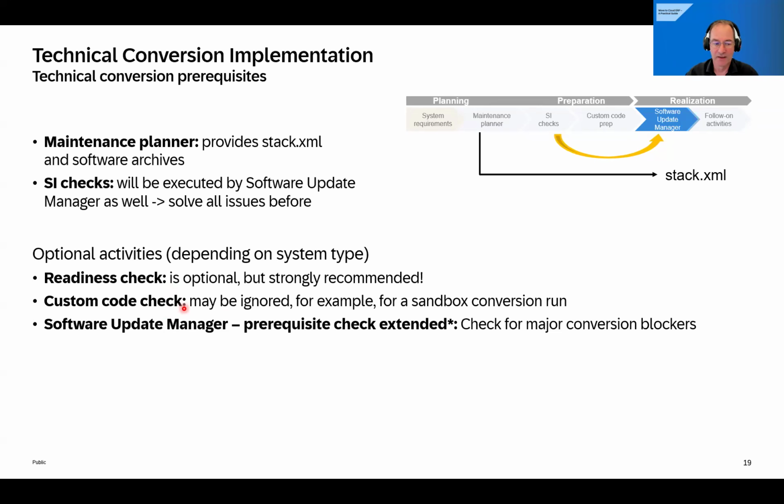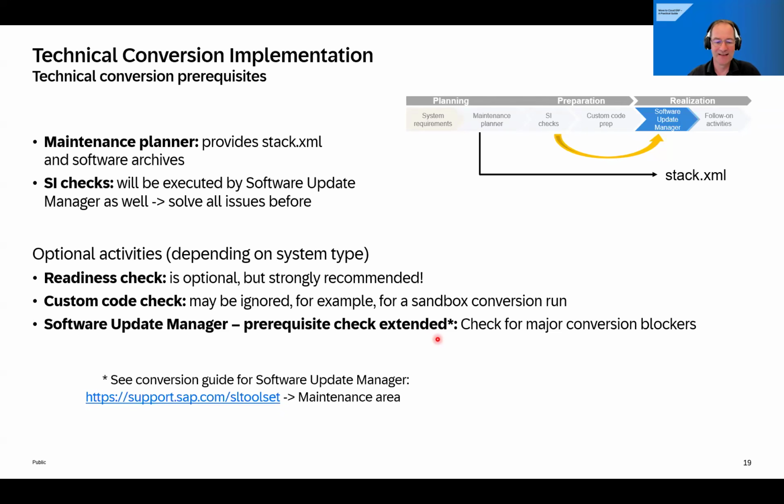And the Software Update Manager has an important check, prerequisite check extended, that allows you to somehow execute specific phases without really doing the conversion, but collecting all the major blockers that may show up to have a plan to solve them. That is important. The prerequisite check extended is, of course, described in the conversion guide of the Software Update Manager, and you see the link here where to find this.